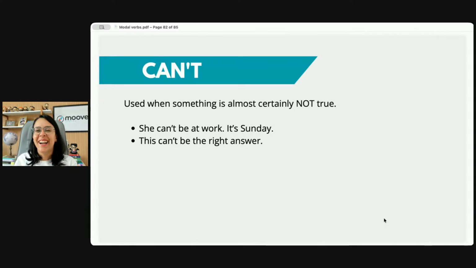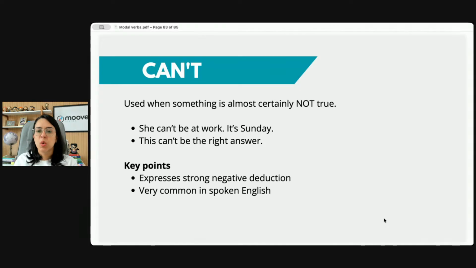So we use can't when we are certain that something isn't true. So it expresses a negative, strong possibility. She can't be at work, it's Sunday. This can't be the right answer. So can't is always common in spoken language. Always common. So you can use it whenever you want.